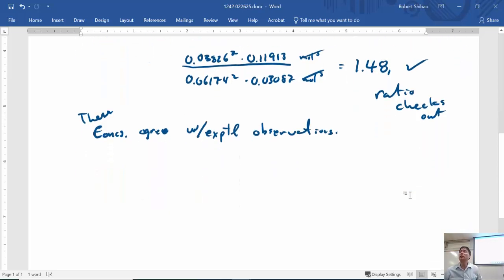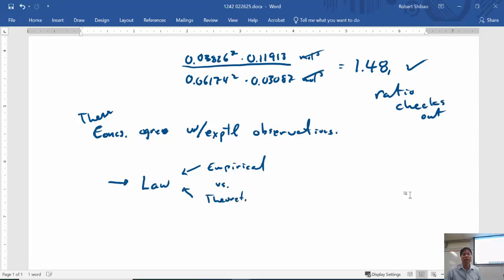Okay, so it looks good. We have a pattern, a consistent mathematical pattern. Do you know what we call that? We call that a law. And this one is an empirical law. Do you know what empirical means? Based on observation. Versus what? Yeah, good. Theoretical.